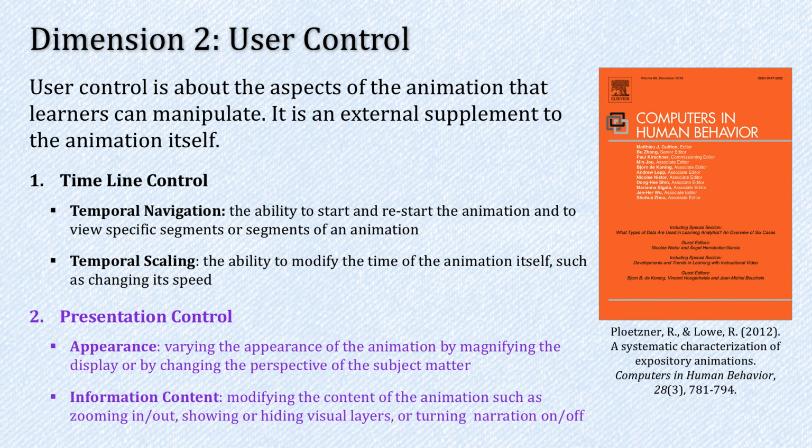Another type of user control is presentation control. This has to do with changing the appearance, varying the animation by magnifying the display or by changing the perspective of the subject matter. Another example of presentation control is actually modifying the information content of the animation, such as zooming in and out, showing or hiding visual layers, and turning narration on and off. Those are all examples of controlling information content.